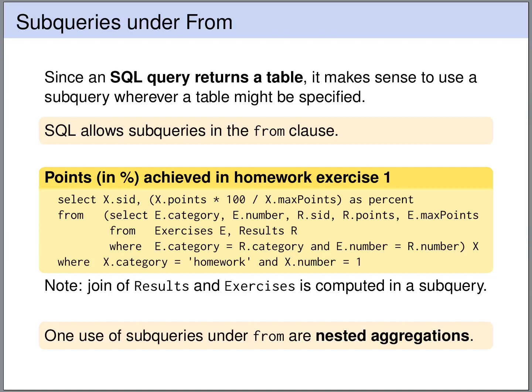An important application of such subqueries in the from clause are nested aggregations. We will still learn about aggregations. Roughly speaking, aggregations allow us to compute the minimum, the maximum, the sum, or the average of a certain set of values. And using subqueries under from, we can nest these aggregations. So for instance, we could compute first the average points for each homework assignment, and then we could compute the minimum of each of the averages to find maybe the worst done homework assignment or something like that.